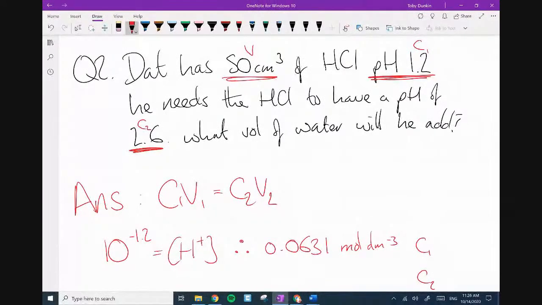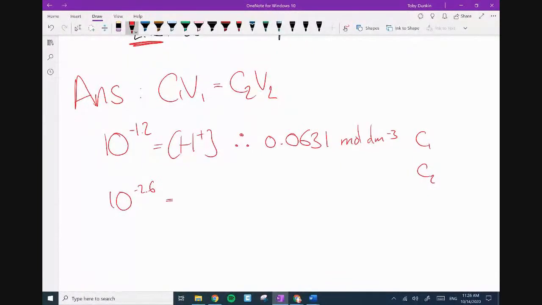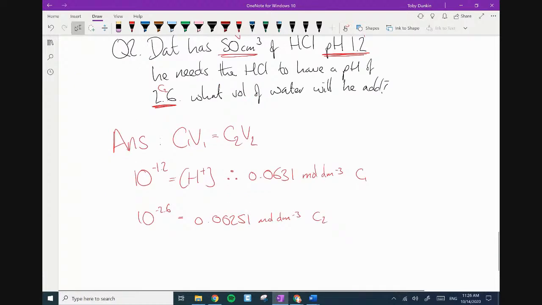Right, so I need to do 10 to the power of minus 2.6 on my calculator. So shift log minus 2.6. That now gives me 0.00251 moles per dm cubed. That now is C2. Okay, now I've got V1, I've got C1 and C2. I can lob them in.